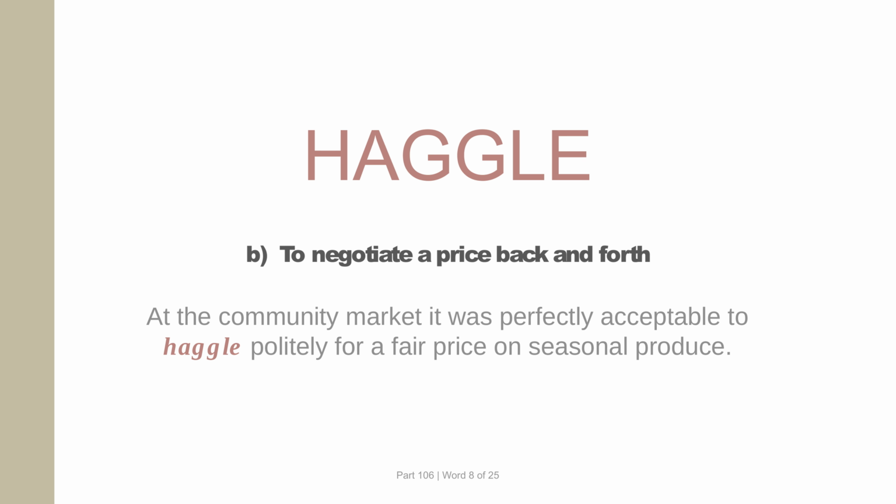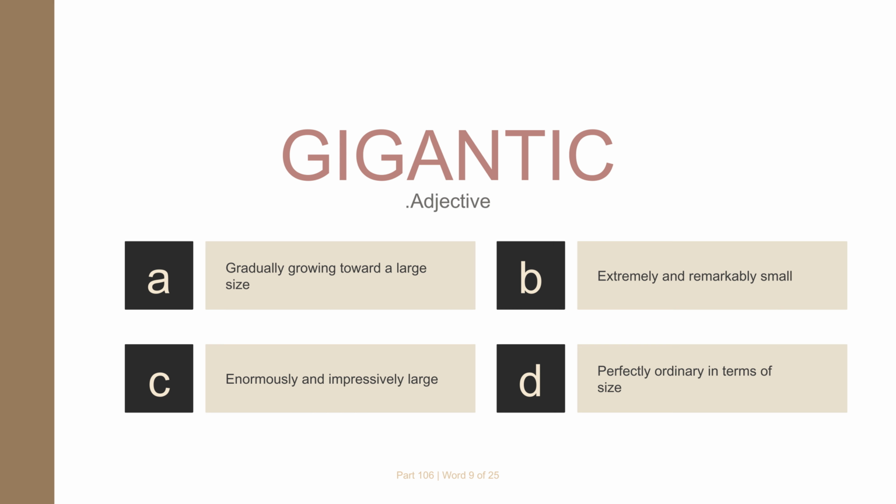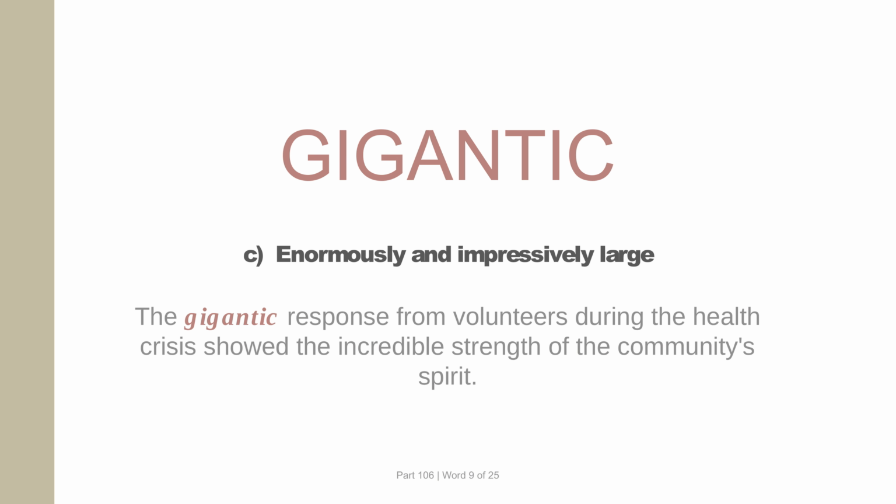Question 9. What is the meaning of gigantic? Option A, gradually growing toward a large size. Option B, extremely and remarkably small. Option C, enormously and impressively large. Option D, perfectly ordinary in terms of size. Correct answer, Option C. The correct meaning of gigantic is enormously and impressively large.